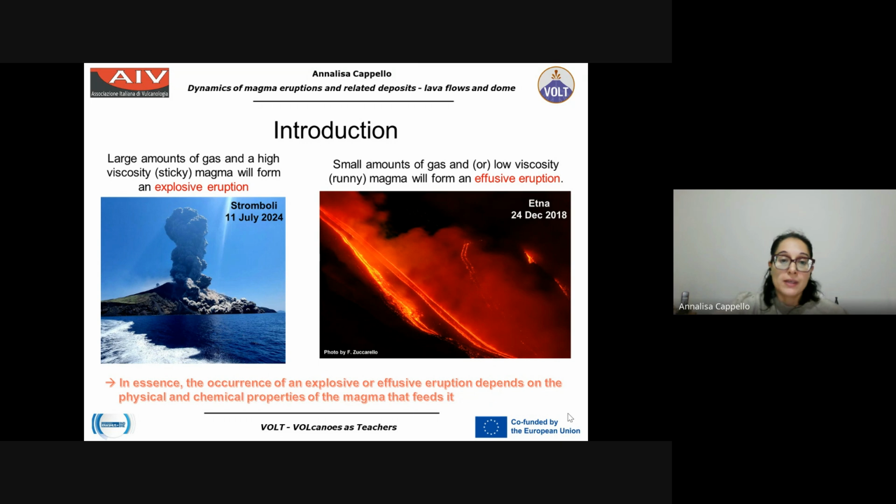Conversely, an effusive eruption arises when the magma has a low viscosity, so it's runny, and a small amount of gas. So it produces an effusive eruption with lava flows. So, in essence, the occurrence of an explosive or an effusive eruption depends on the physical and chemical properties of the magma that feeds it.